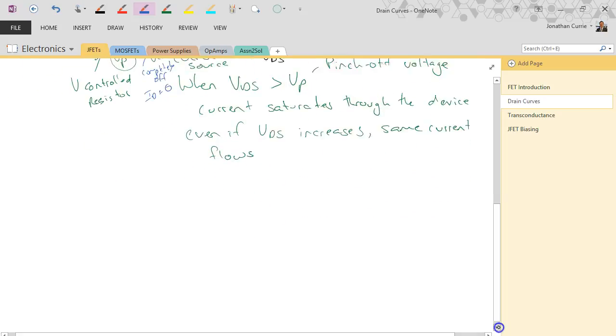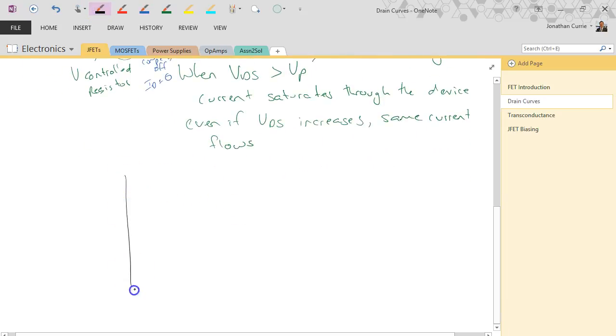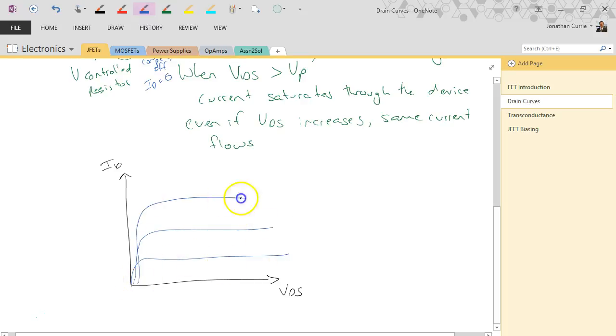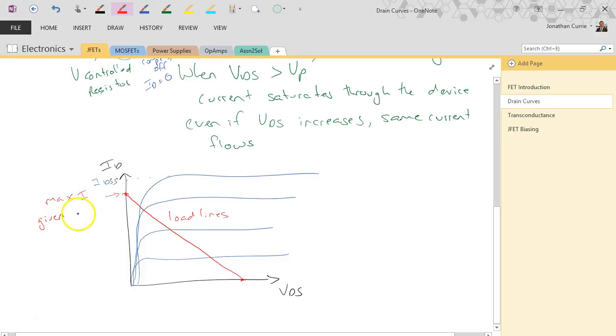Now, you might ask, how is this useful? So let's have a look at a clean set of drain curves, ID versus VDS, and we'll just roughly draw up some curves here. Now, just like you had load lines in your BJT circuits, we have load lines for FET circuits as well. Up here we have, as we know, IDSS, the maximum current that can flow. But we also have this point here, which is the max current given the resistance in our bias circuit.